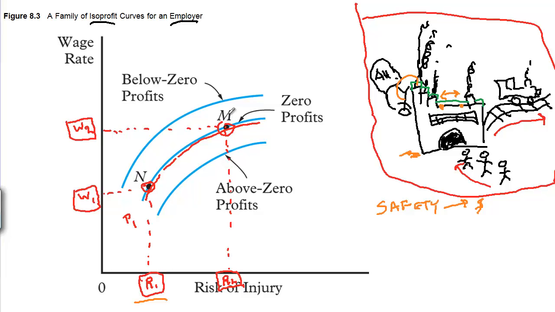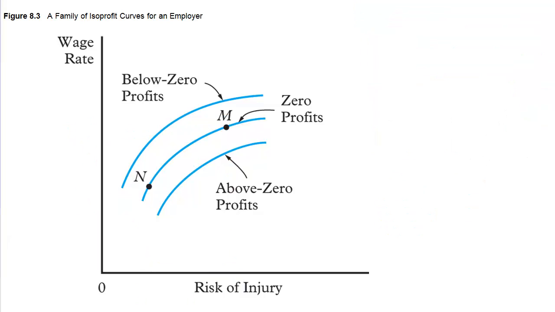And so it may be that the employer might be willing to go from a high-risk system to a low-risk system in order to lower the wages he has to pay from W2 to W1, but some employers may not do that because that level of safety going from R2 to R1 might cost more money than that employer will save in lowering wages from W2 to W1.